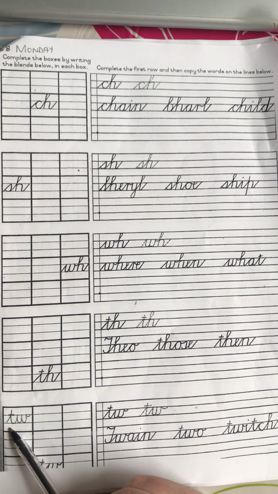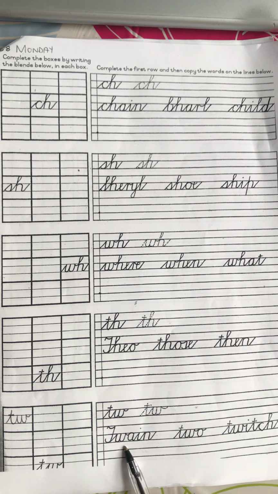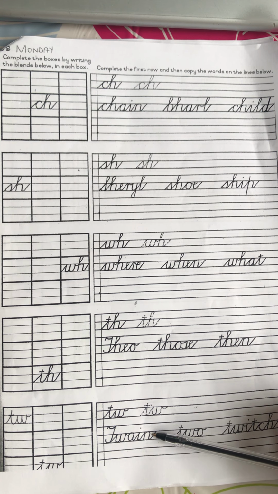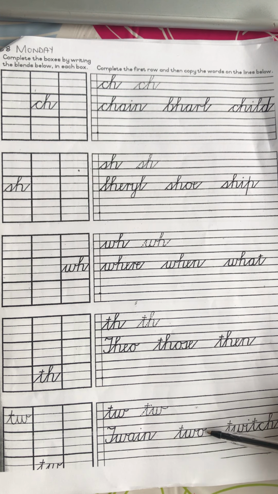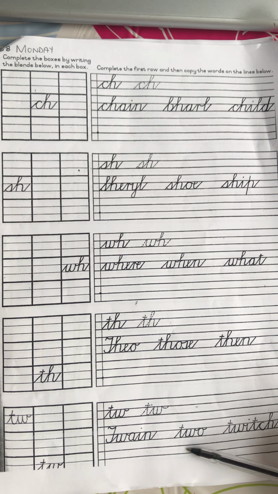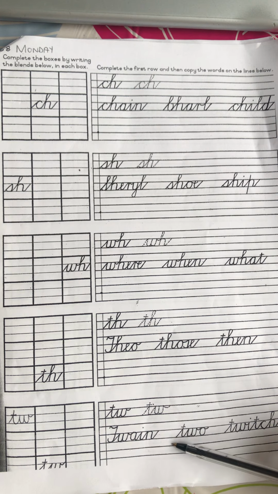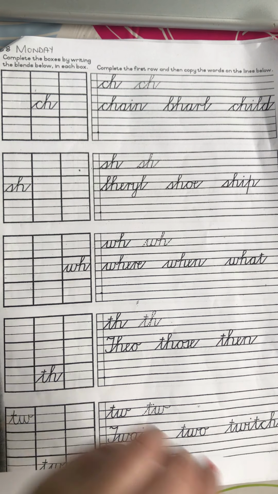Then, t-w is a tw. All right, try and read these three words by yourself quickly. Okay, if you said Twain, it's a surname. Two, we don't say twu, we say two. And twitch. This one is kind of different than the rest because we don't say twu, we just say two. All right, so let's look at the second page quickly.